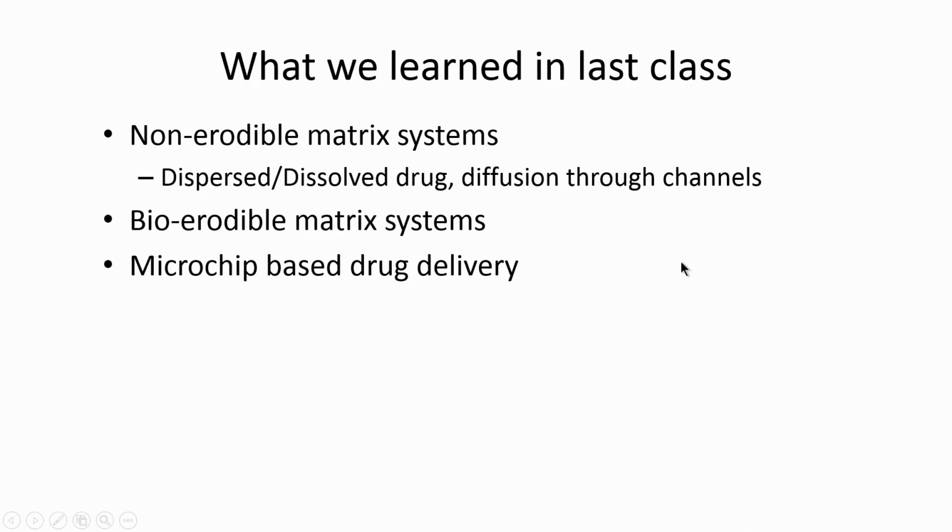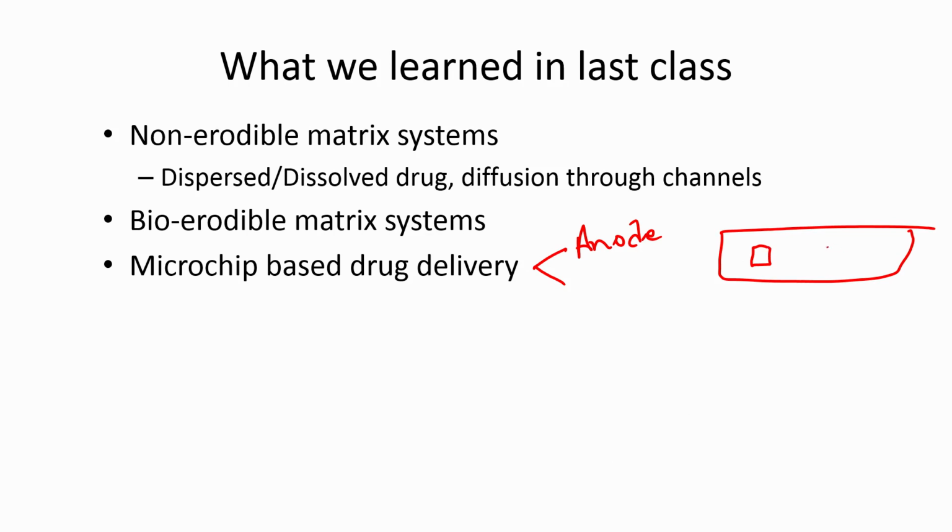Then towards the end we talked about microchip based delivery. In this case we discussed 2 cases. One was anode based, in which you have a reservoir that is capped with thin metal anode films, and once the current is applied these films degrade and whatever is in the reservoir gets dispensed into the system. The other case we discussed was, instead of an anode based cap, we can have a resorbable polymer.